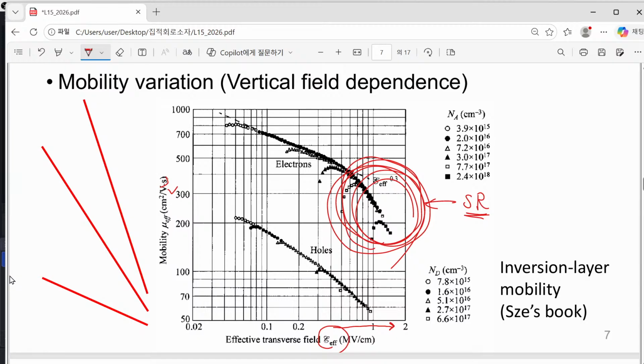Sometimes people say that mobility is assumed to be 300 or 200 something. If you assume within a reasonable range, then it's completely okay. But do not say that we can achieve 1,000, 2,000, 10,000. It's not possible at all. So there is a strong dependency of electron mobility on effective field.